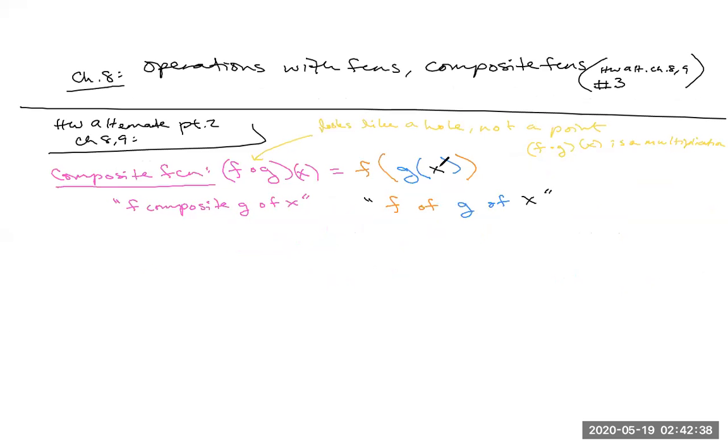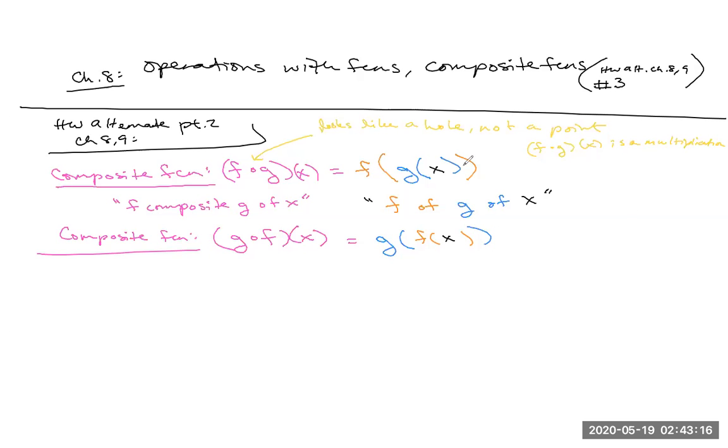Before I continue with this, let me add one thing. You can also have the composite function g composite f of x, and it's not necessarily equal to f composite g of x. Essentially, for this one, we're going to have g of f of x.